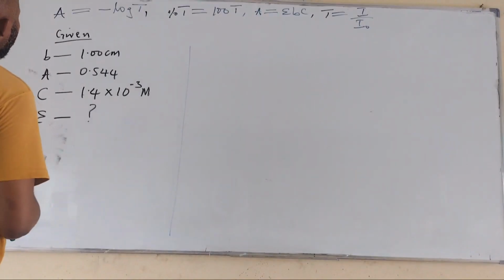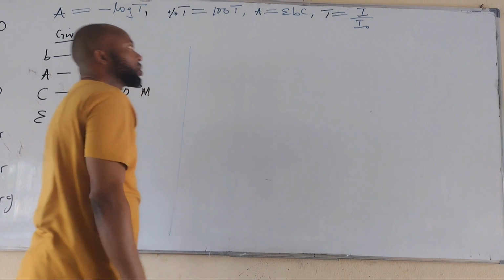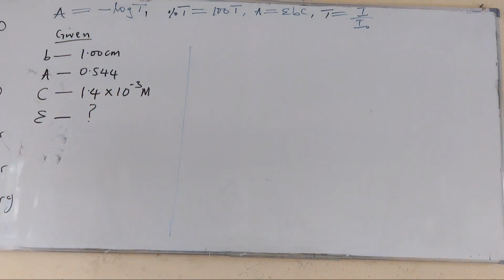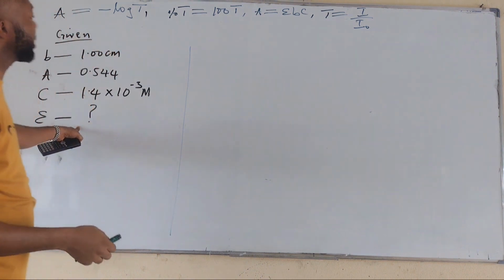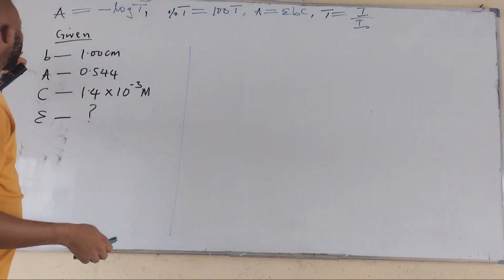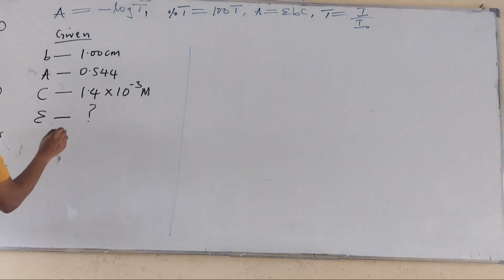Okay. Here again, you look here, you see our formula. A equals EBC, where A is the absorbance, E the epsilon, what they are asking us, the molar absorptivity, B is the path length given, and C is the concentration. So we can use that. Solution.